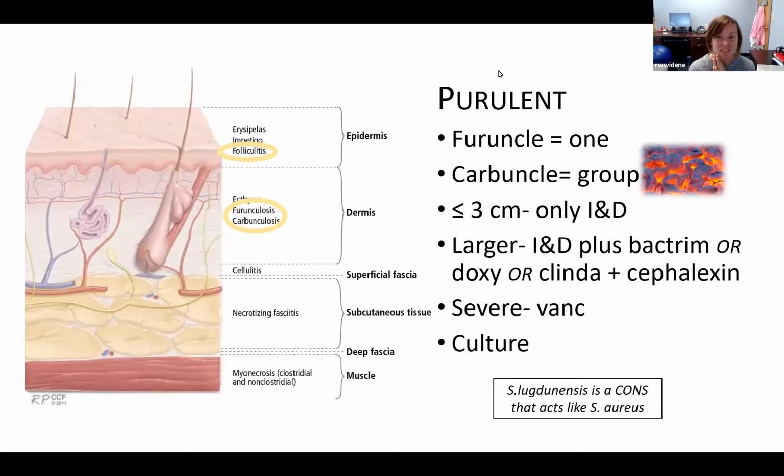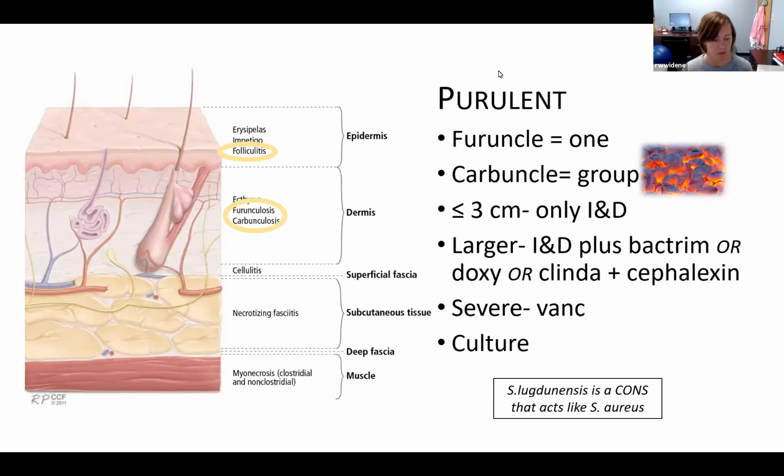All right, so treatment of purulent abscesses, furuncles, carbuncles, they're all boils, they're all just abscesses. If it's super tiny, less than or equal to 3 centimeters, you only need a little bit of I&D, and you don't need antibiotic therapy. Just drain it and you'll be fine. If it's larger than 3 centimeters, then you need to I&D it, and then you can add on some antibiotics. Generally, you want to add on some Staph aureus coverage, so your Bactrim as a first line, or consider doxy or Clinda plus cephalexin.